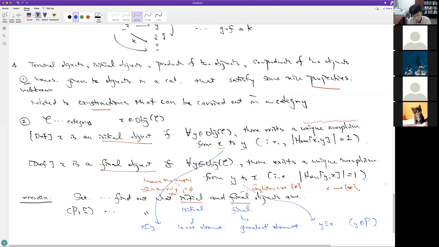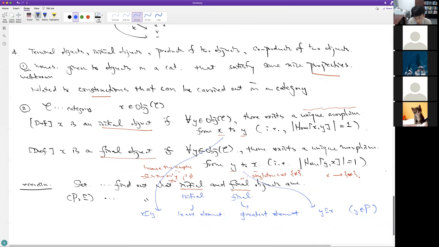And in fact, what I argued is that the initial object should be the least element and the final object should be the greatest element. In fact, the least element is the initial object and the greatest element is the final object in the category generated from this partial order. So you can view initial and final objects as a generalization of the smallest element and the greatest element in a partial order.